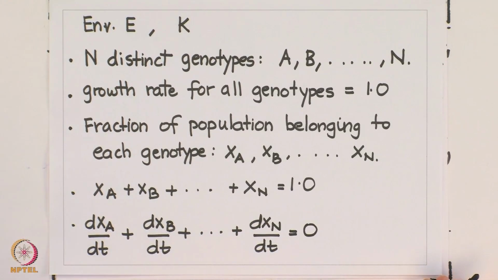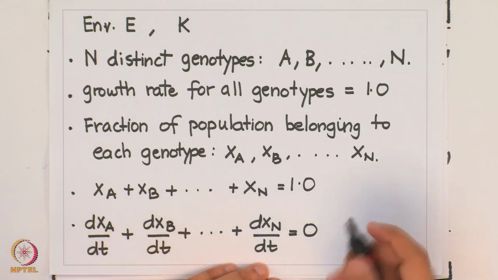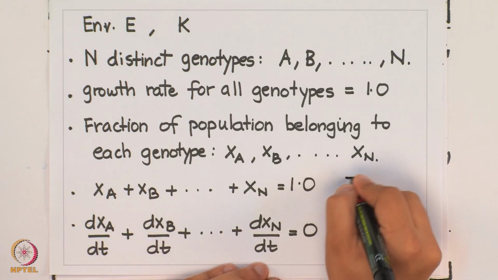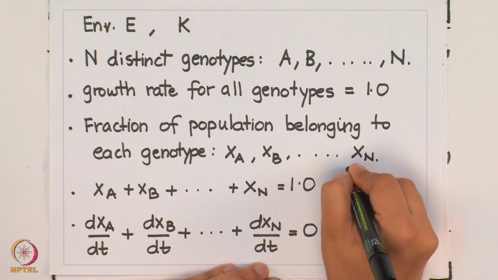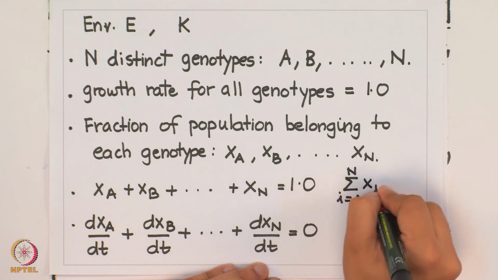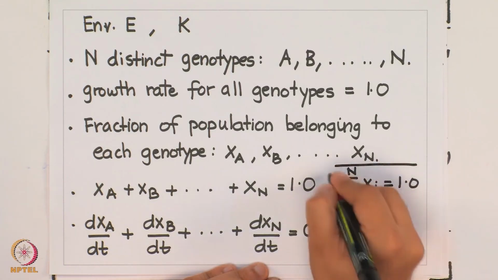One thing that you should also note, which is a matter of representation, is that when you are summing quantities from xa to xn, this can also be written as sigma i varies from a to n, xi equals 1. These two statements are equivalent.